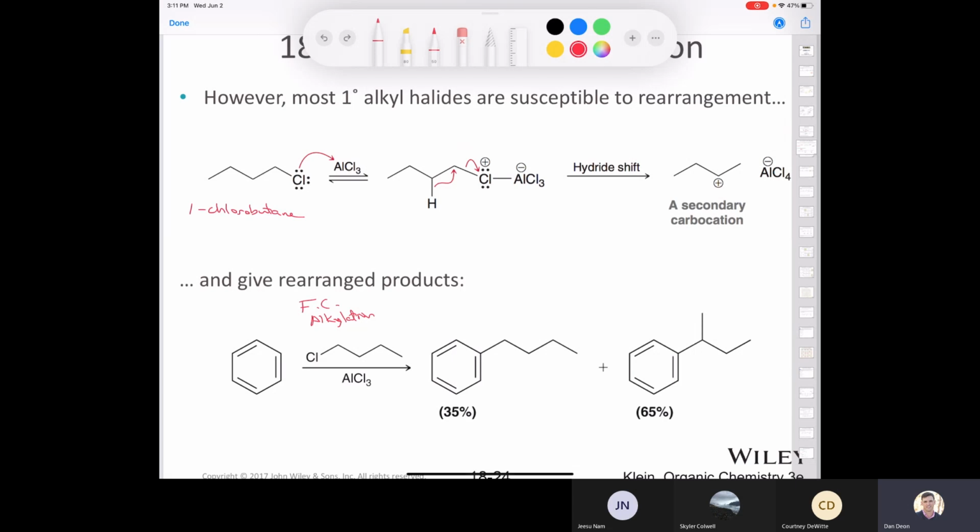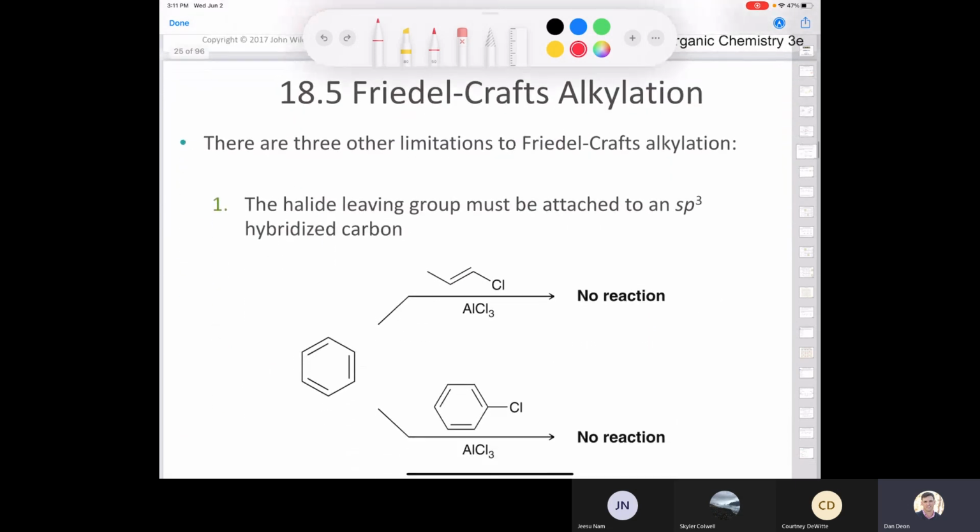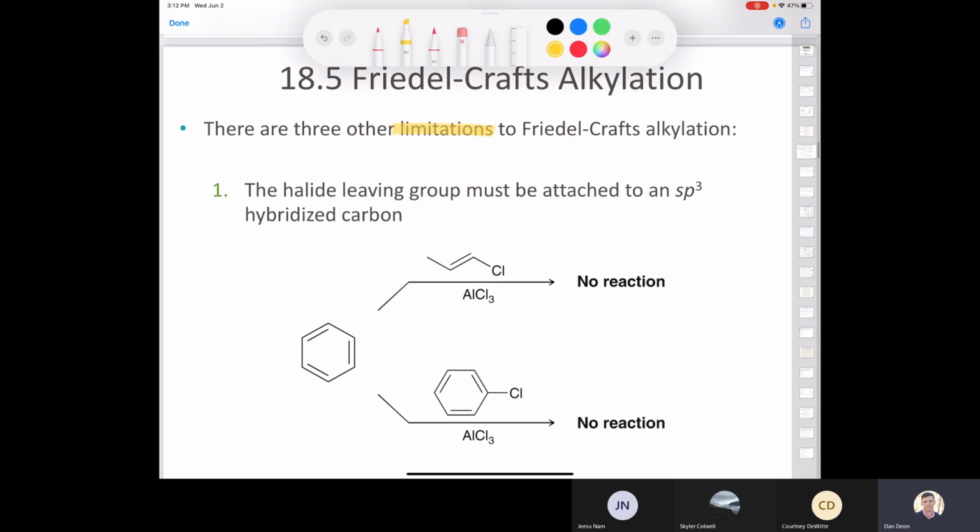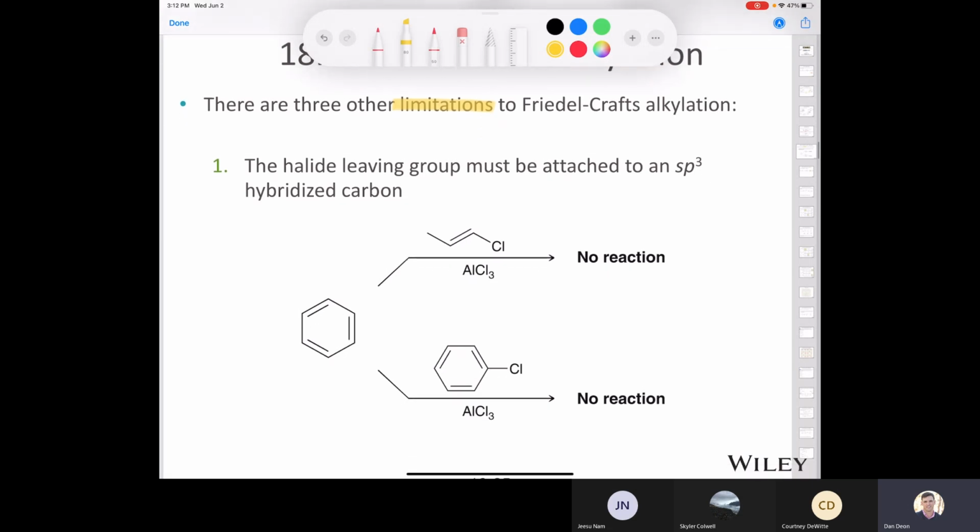Well, I told you that there were some interesting exceptions or nuances, or what they call here limitations. You know what Dirty Harry said, a man's got to know his limitations, right? So there are other limitations to the Friedel-Crafts alkylation. You need to know them. I can't tell you anything more than you kind of need to memorize them, but the good news is that they make sense.